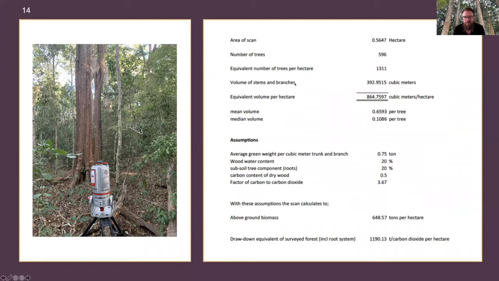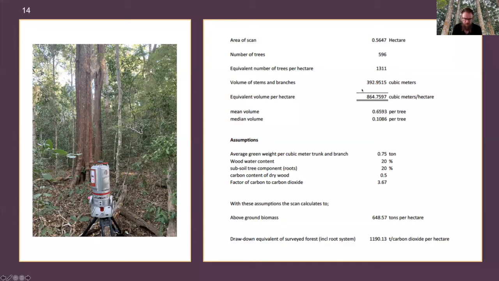So this is some of the things we look at when we're measuring trees for carbon. We look at the area that we are considering in our scan. You'll see that's roughly 1/2 hectare. Having done the scan, we can then work out how many trees we have, almost 600. We can convert that to a number of trees per hectare, and then we end up with a volume.